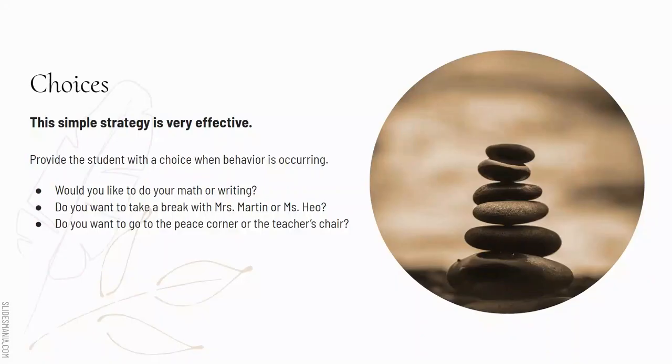The next reactive strategy we will look at is choices. This is a simple strategy that's very effective. Provide the student with a choice when behavior is occurring. The choices could include something like, would you like to do math or writing? Do you want to take a break with Mrs. Martin or Miss Hio? Do you want to go to the Peace Corner or sit in the teacher's chair?